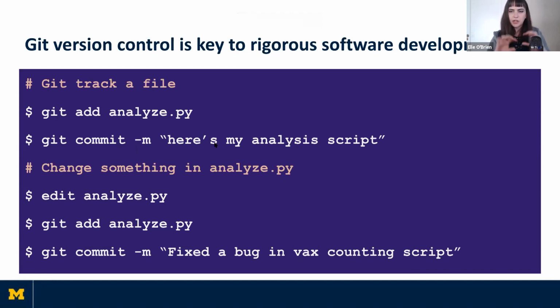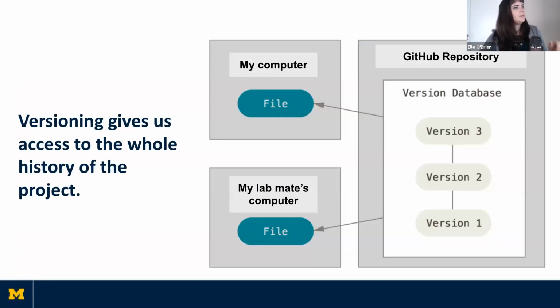So it's like you take a picture and you leave a note for yourself. And then if you were to change something in that script, you do it again. And you can leave yourself a note telling yourself that you updated it, something like that. And so in this way, when something changes, you record that there is a change. And what this lets you do is save a copy of every version of your code. And so versioning gives everybody on your team access to the whole history of the project.